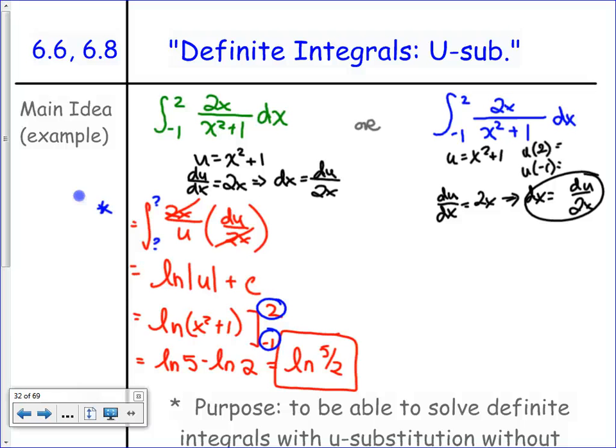Guys, what is u? x squared plus 1. Where did I get the 2? Top bound. Where did I get the negative 1? Bottom bound. Plug it in and I get... Plug it in and I get... So then I can go and say, hey, I'm going all the way to... Wait, pause, does it make sense?